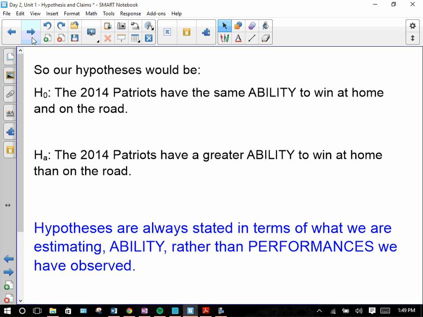So our hypothesis would be, right, H sub 0, or our null hypothesis would be, I'll write these down: the 2014 Patriots have the same ability to win at home and on the road. Okay?